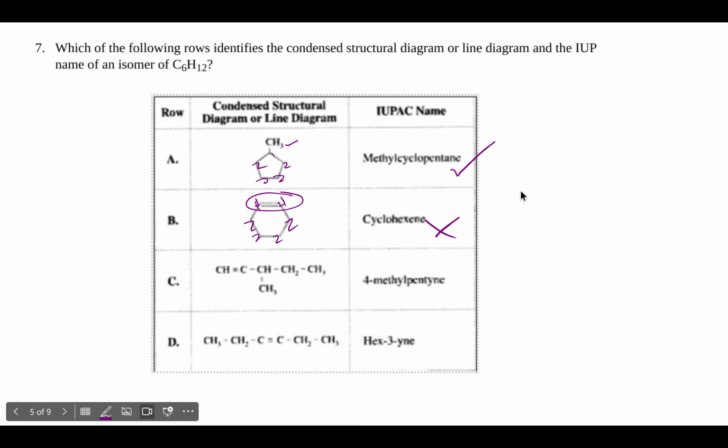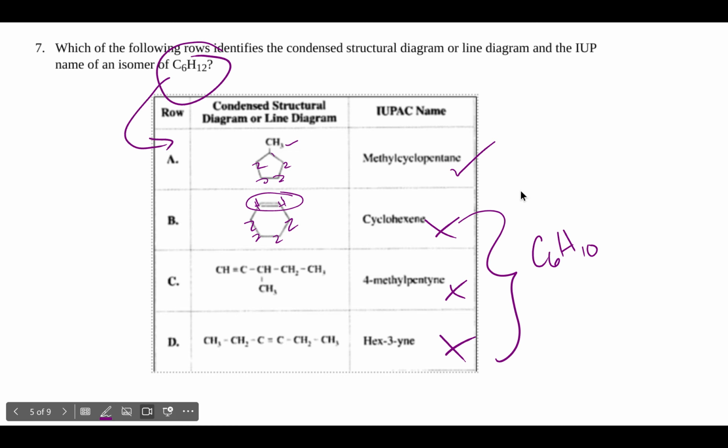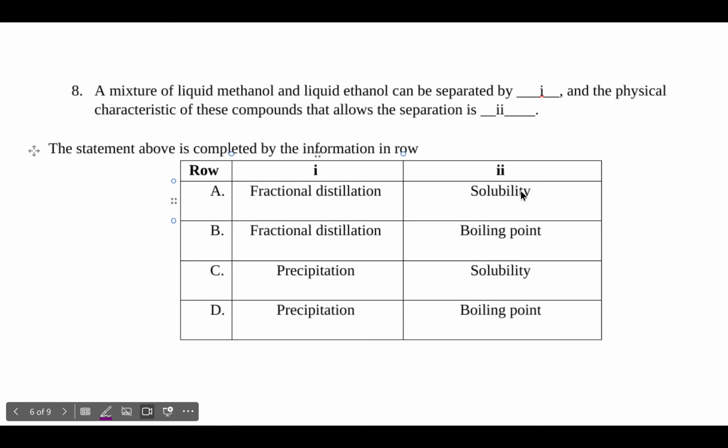C, 1, 2, 3, 4, 5, 6 carbons. Count those hydrogens. 1, 2, 3, 4, 5, 6, 7, 8, 9, 10. Not this one. And then your last one, you have 6 carbons, and then 3, 4, 5, 6, 7, 8, 9, 10. So not that one. So all of these 3 would be isomers of C6H10. So they would be isomers of each other, but only A fits the C6H12.